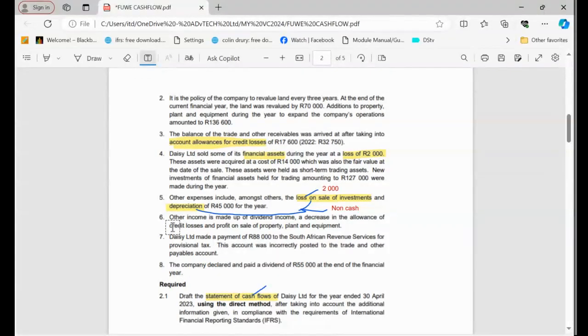Okay. Let's go to number 6. Other incomes is made of. So there is information about the bill. They say in the other income we have got dividends, which we're looking for. In that other income we've got dividends. We also have a decrease in allowances for credit losses. We also have a profit on sale of what? Plant, property and equipment.